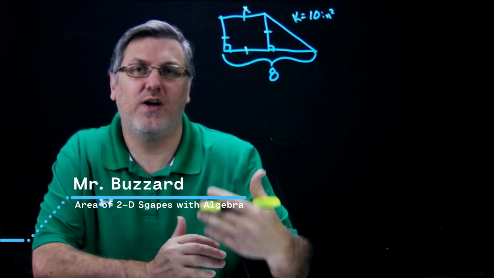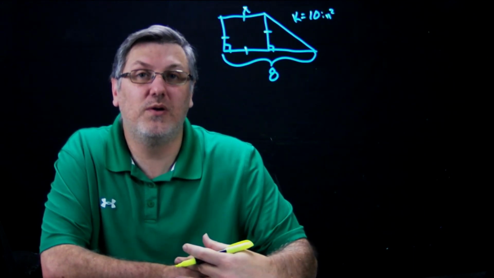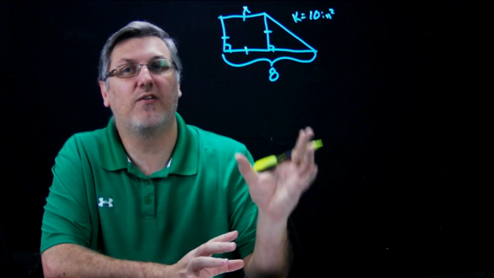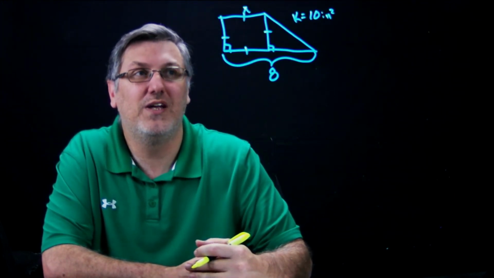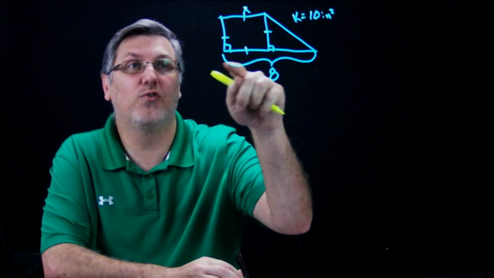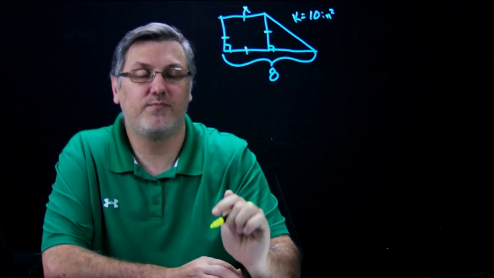So I'm going to show you how to use area of two-dimensional shapes to set up an algebra problem, then solve the algebra problem, and then plug in the answers you find to figure out what the actual answer is. In this scenario, I have a square because I have four sides that are congruent and all these angles are going to be 90 degrees.